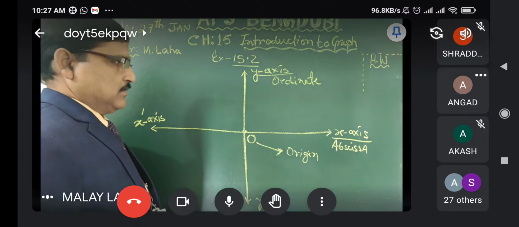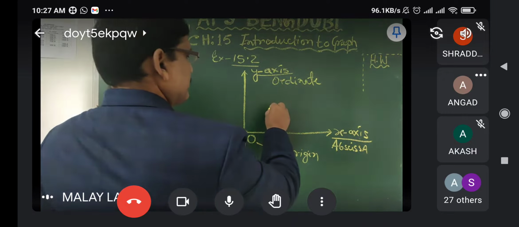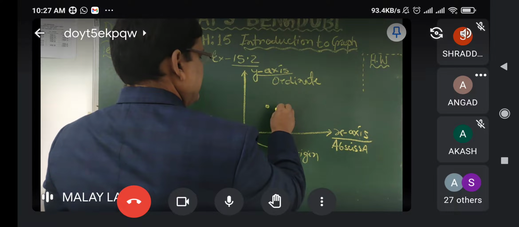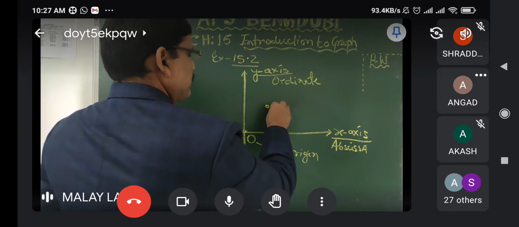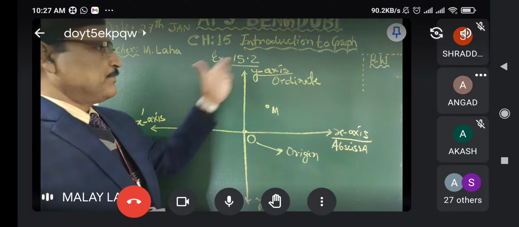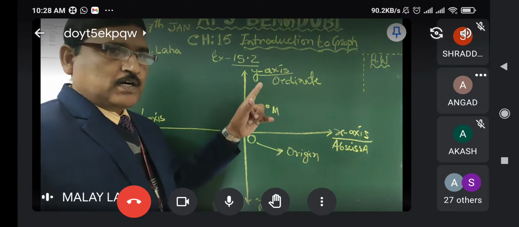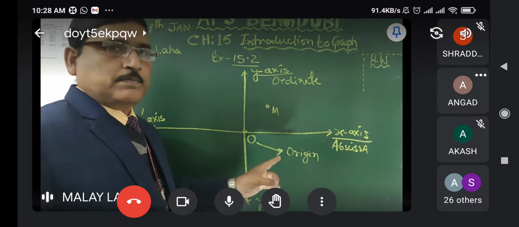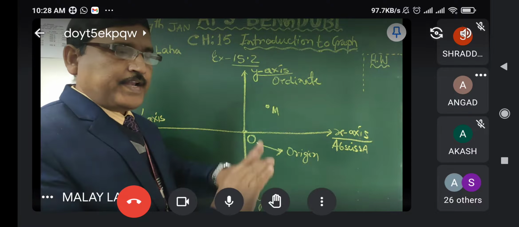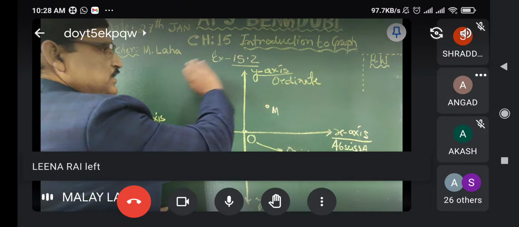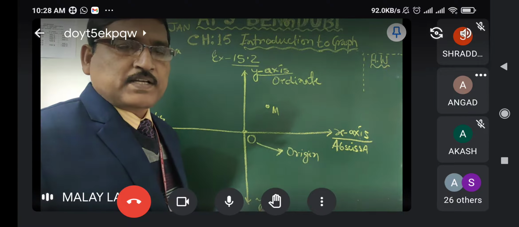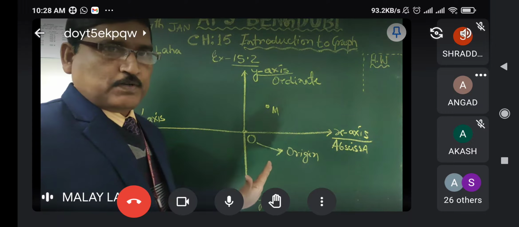And coordinate. Coordinate means what? Suppose this is a point, say M. M is a point on the Cartesian plane. Why is it called Cartesian plane? Because the paper is marked, cut into centimeter and millimeter also. The entire sheet is covered with millimeter and centimeter. That's why it is Cartesian plane.